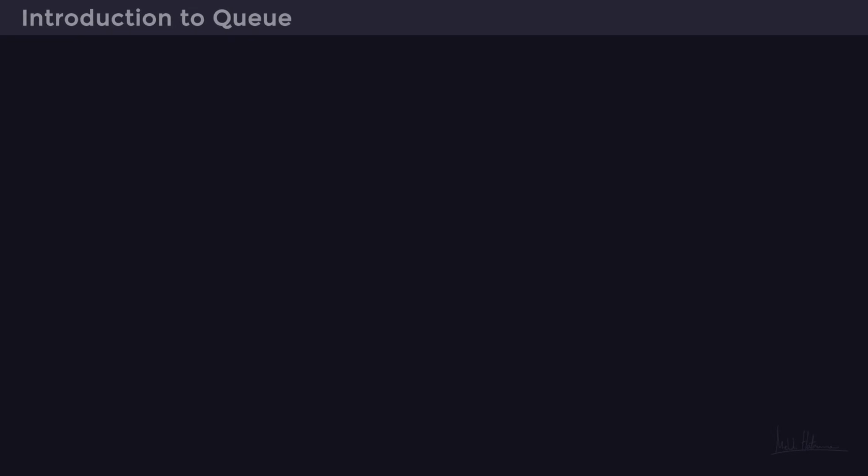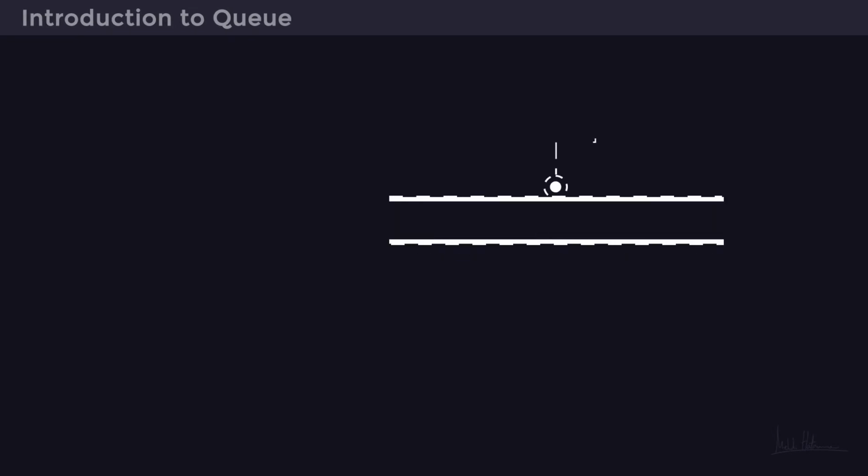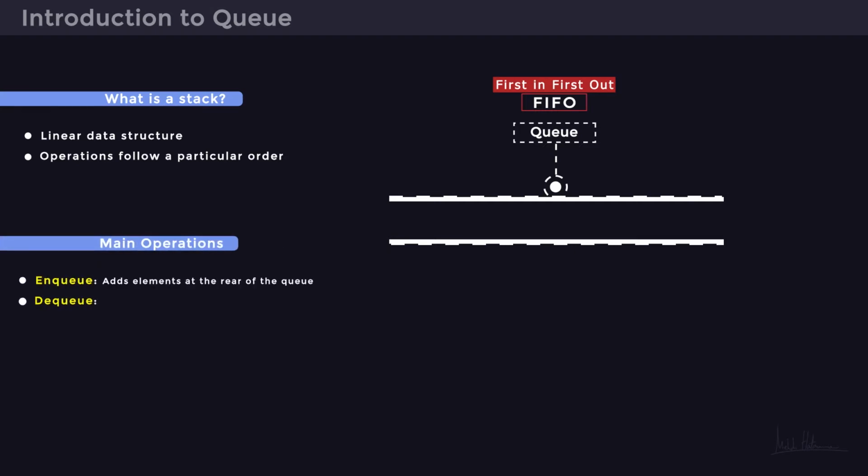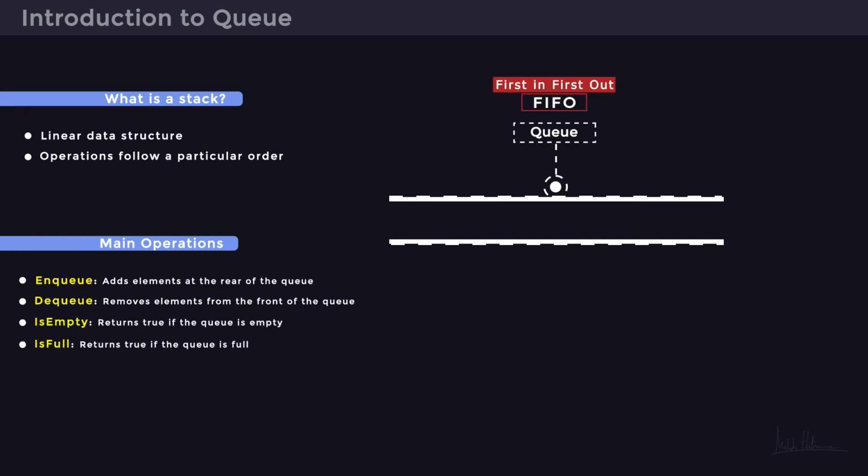Today we will discuss queue, a linear data structure in which operations follow a specific order. First in, first out is the specific order that is the main structure of the queue. There are mainly 6 operations to perform different actions on the queue. Initially we have 2 pointers and we will discuss them later in this video.